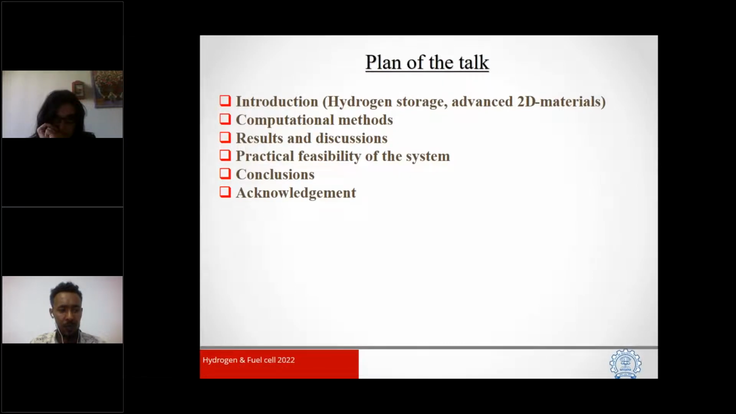Today I'm going to present two of my recently published works in the International Journal of Hydrogen Energy. First I will introduce hydrogen storage and the role of advanced 2D materials in absorbing hydrogen molecules. I will discuss the computational methods I have used for the simulation purpose, then briefly describe the results and practical feasibility of my system for storing hydrogen, and then I will conclude the talk.